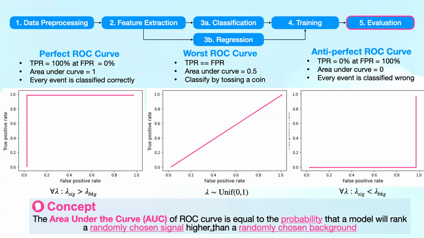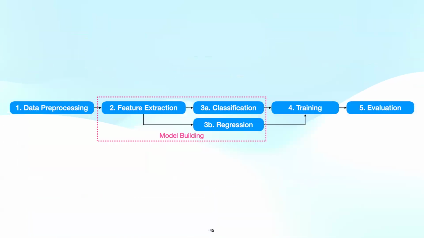The area under the curve that we just described actually has a statistical meaning. It is equal to the probability that a model will rank a randomly chosen signal higher than a randomly chosen background. So if you randomly get a signal event from a data set and you randomly get a background event from your data set, the model will rank the signal to have a higher score than the background. If your model is perfect, no matter which signal you randomly choose, its score is always going to be higher than the background. If your model is the worst, like random classification, then if you randomly choose a signal, the probability that it has a score higher than the background is going to be 50%, right? Because you are just assigning a score by tossing a coin. So this is the statistical meaning of the area under the ROC curve.